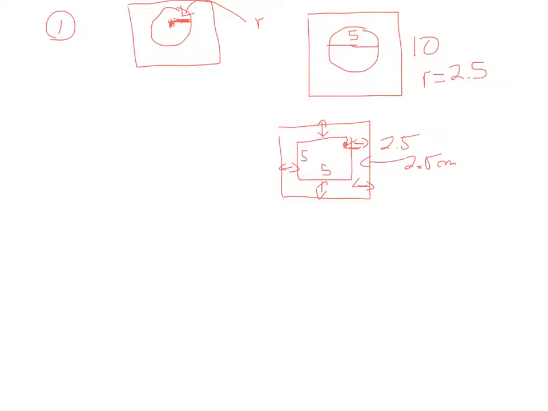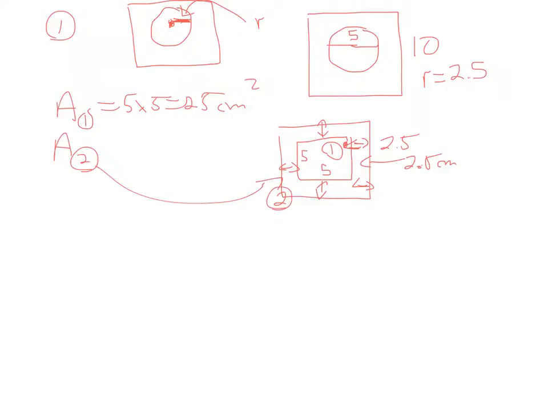So in our numerical example, the area of the smaller square, which we'll call square 1, is 5 times 5, which is 25 centimeters squared. The area of the larger square, which we'll call square 2, is 10 by 10, which is 100 centimeters squared. So the probability of our coin landing within the border that we've defined is 25 out of 100, or 1 in 4.